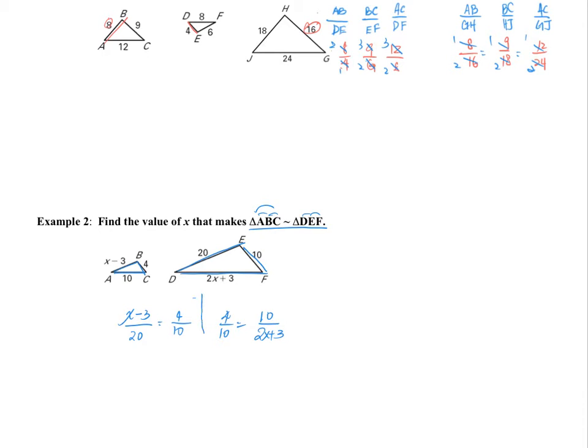Let's solve both of them to see if we get the same thing. Again, we can simplify. And then x minus 3 equals 8 by cross multiplying. x equals 11.